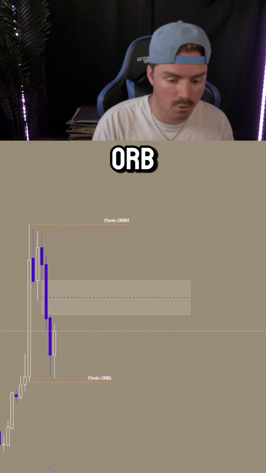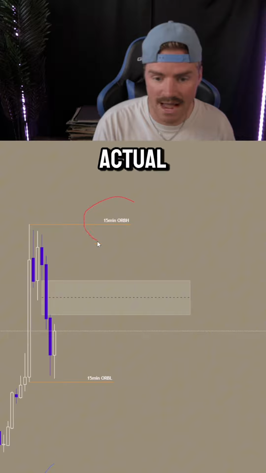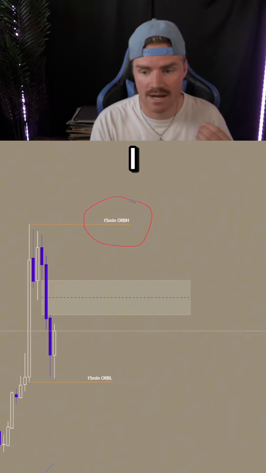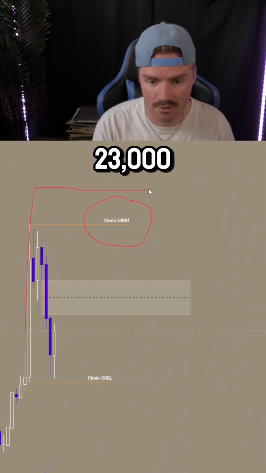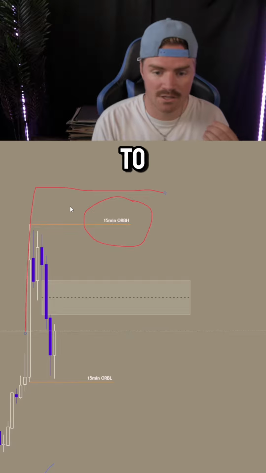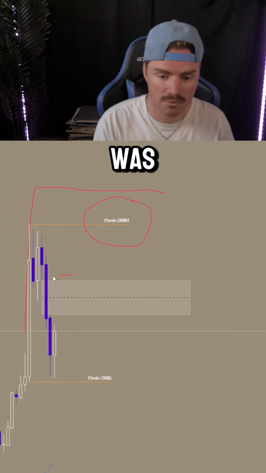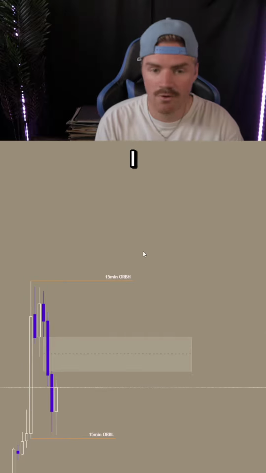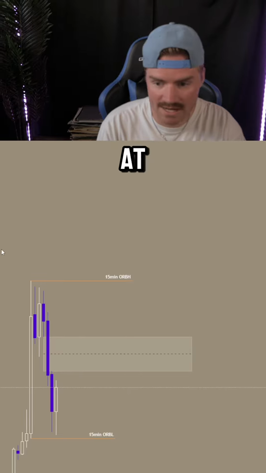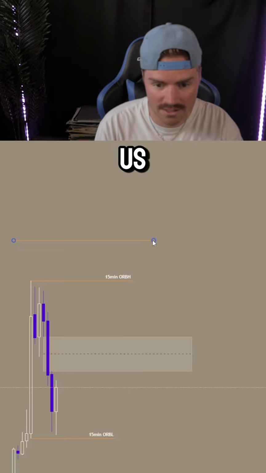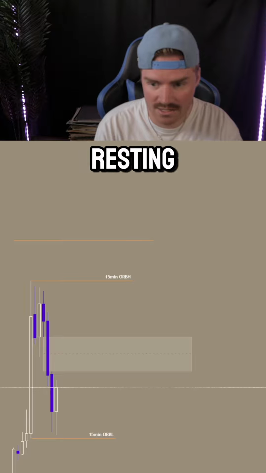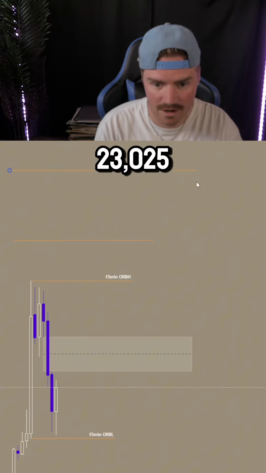I would have my entry. Now, most ORB traders are waiting for us to break out of the actual ORB high before taking their trade, but I knew that my target was at 23,000 right here, so I didn't want to wait for us to break out here. I knew that my real entry was going to be at this IFVG. So I knew I had key Bookmap liquidity resting at 23,000 right above us, and I also saw that we had liquidity resting at 23,025 right up here.